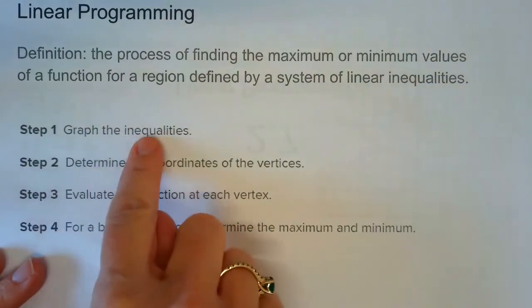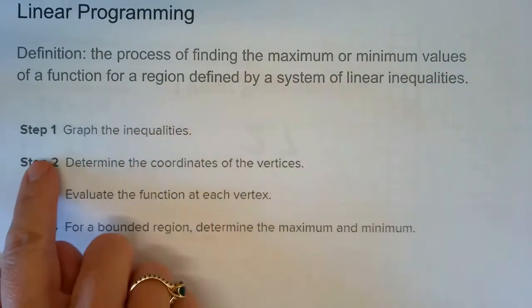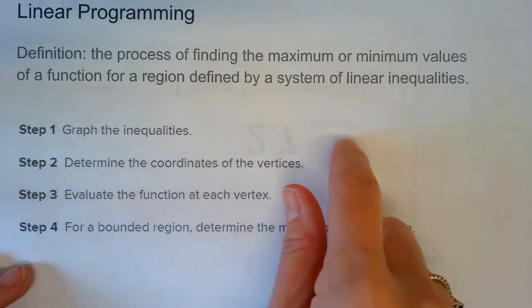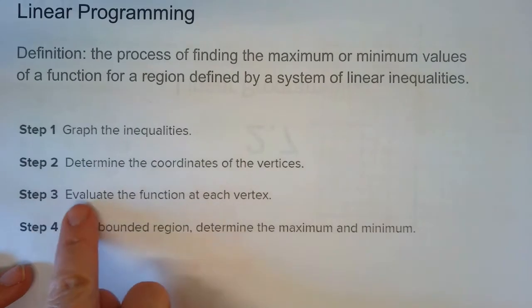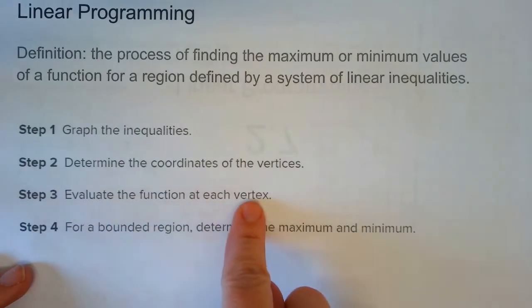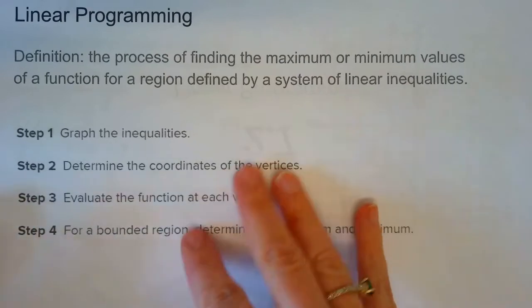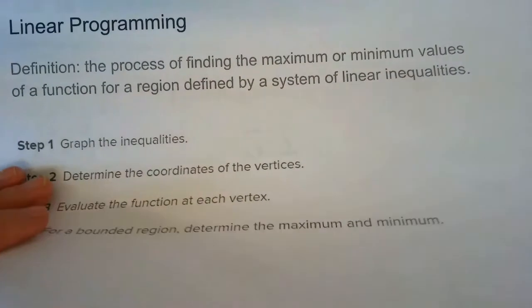First, we're going to graph the inequalities just like we did in the previous section. We're going to determine the coordinates of the vertices of that solution set that we found. We're going to use those to evaluate the function at each vertex, and then we're going to determine which one is the maximum and minimum. Let's take a look.